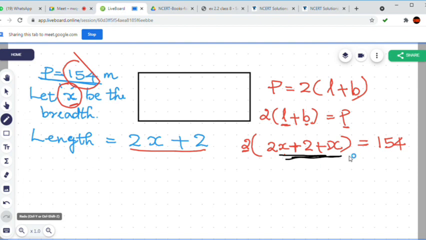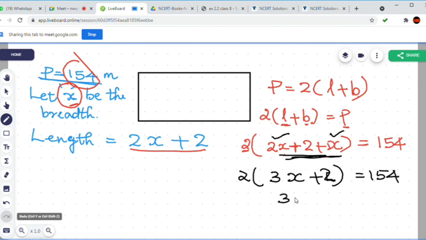All together, 2x and x. This 2x and x only we can add. 3x plus 2. 2x and x we can add, because they are like terms. Since 2x and x are like terms, instead of that we get 3x. So write it once more like this: 2 into 3x plus 2. We should not write 5x, 3x and 2 cannot be added. 3x plus 2, because 2 is constant. 3x plus 2, that is equal to 154. So we can write the next step.